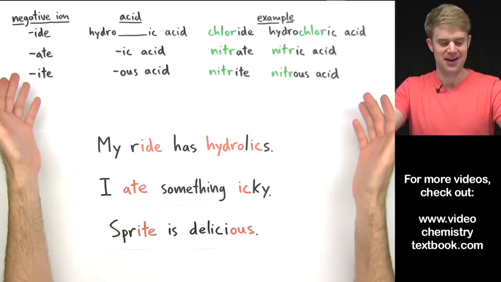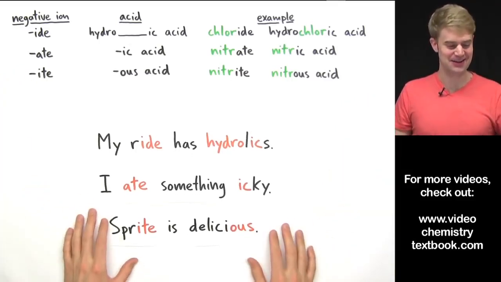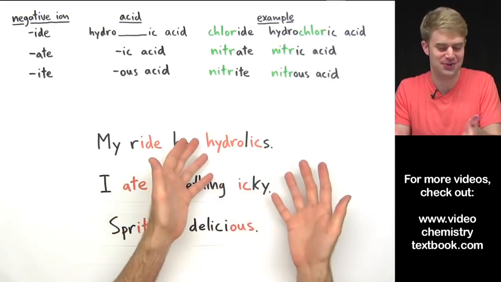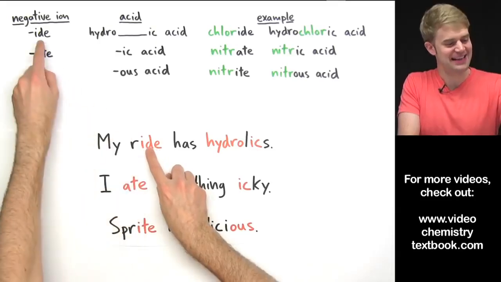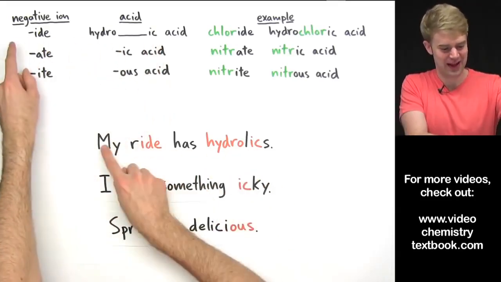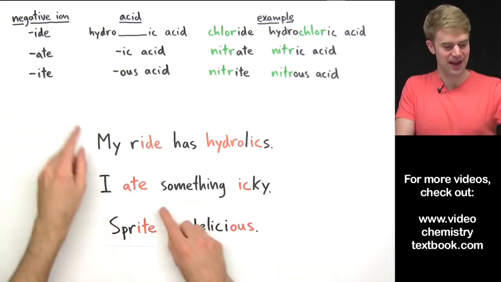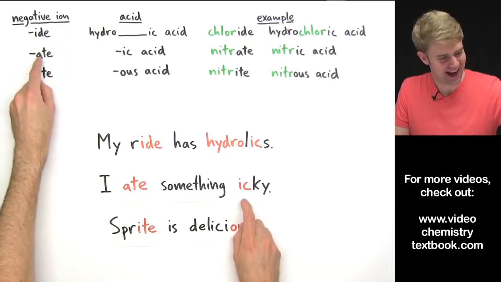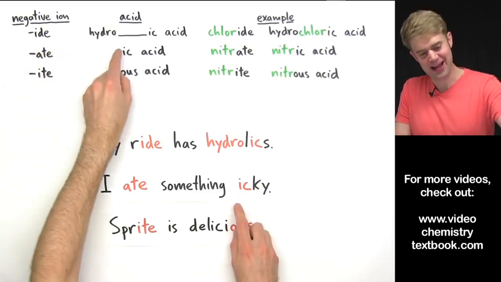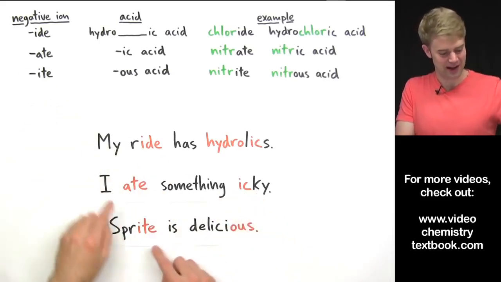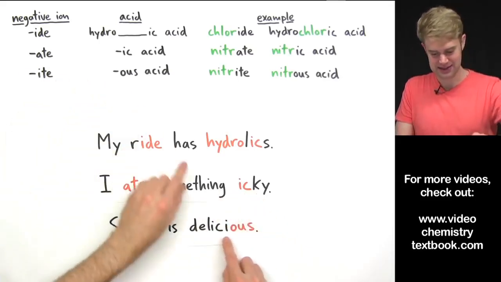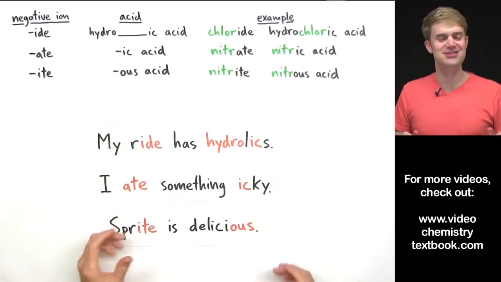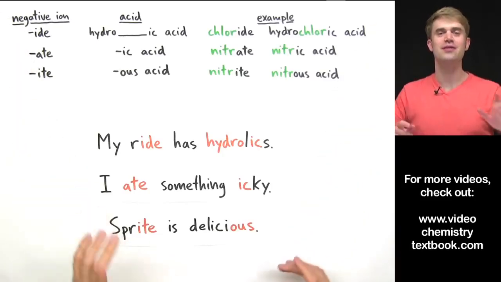How are you going to remember them? Here is a great mnemonic that I really like. My ride has hydraulics. This isn't actually how we spell hydraulics, but whatever. So IDE, hydroic, so that's how you name this type of acid. And then I ate something icky, because acids that contain ions with ATE at the end are named with IC. And then finally, Sprite, ITE, is delicious, O-U-S. So remember these 3 sentences, you'll never ever have a problem with naming acids.